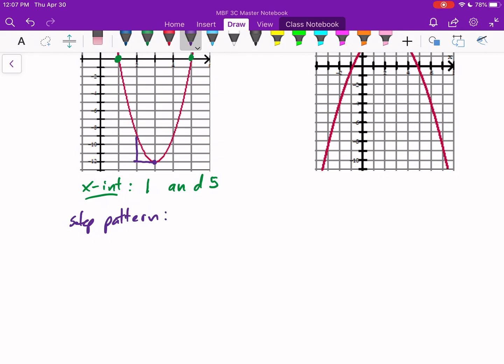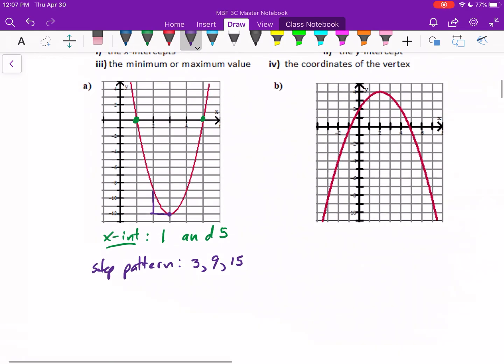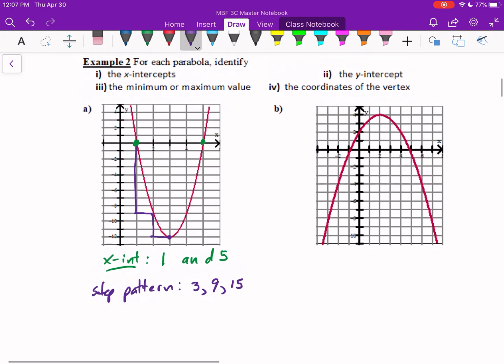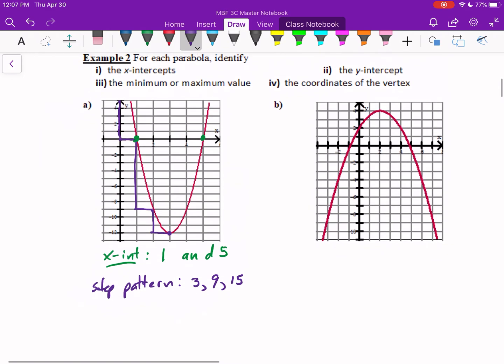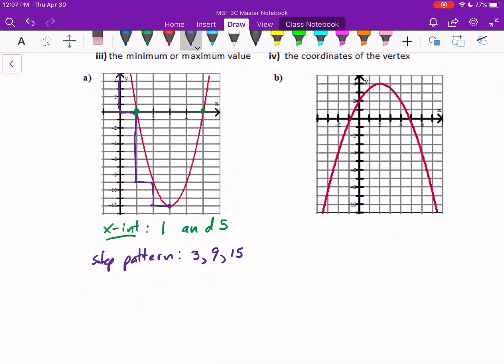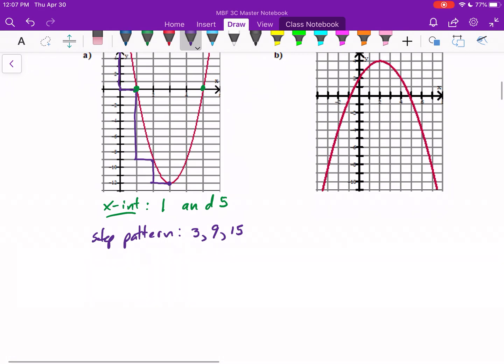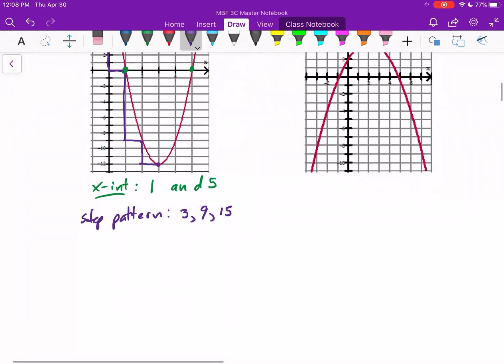So the step pattern must be going 1 times 3 is 3, 3 times 3 is 9, 5 times 3 is 15. So the first step went over 1 up 3, the second step went over 1 up 9, the next step has to go over 1 up 15. Again, that's off the scale, but I can see that if I'm starting here at a y value of 0, if I go up 15, I'm going to get to the y value of 15, just by the way this one works out. The y-intercept is going to have to be 15.